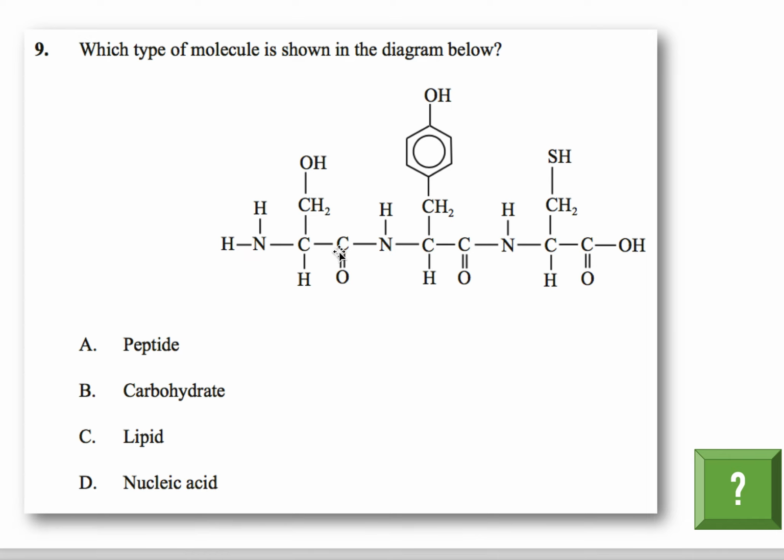NCC, that's one amino acid. NCC, that's another amino acid with a different R group. See, this amino acid has this kind of R group, and then this amino acid has this kind of R group. So we can see that overall there were 3 amino acids here bound together by peptide bonds, okay? So what we formed here by linking together multiple amino acids is a peptide. We call it a peptide, okay? So the answer is A.